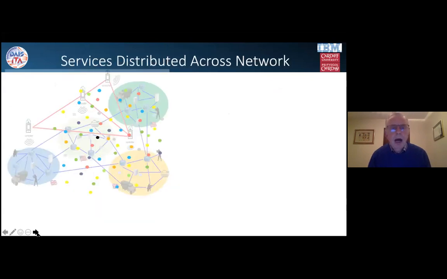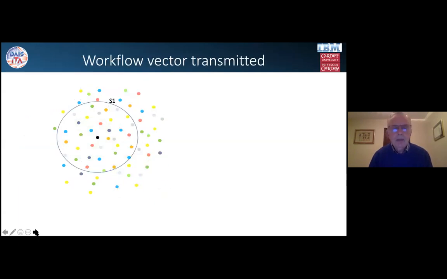And so essentially what happens is you can think of your services as sort of distributed around your wireless network. And what happens is we launch the workflow vector, just a single vector. And one of the nice things about 10 kilobit vectors is they fit neatly into a single wireless packet. We transmit that one vector, and you remember the first thing the vector's going to look like is a yellow node or a yellow service.